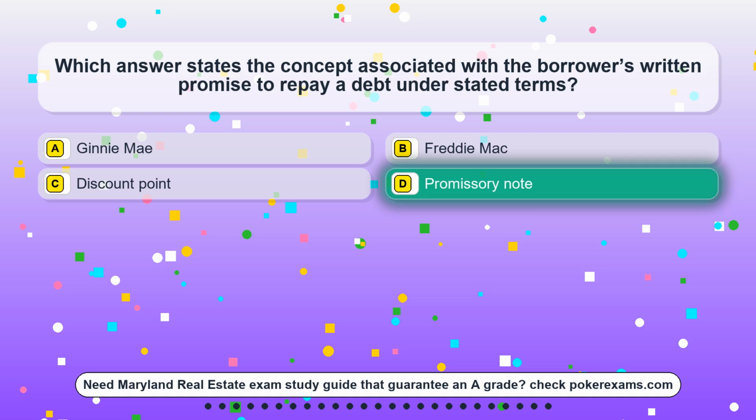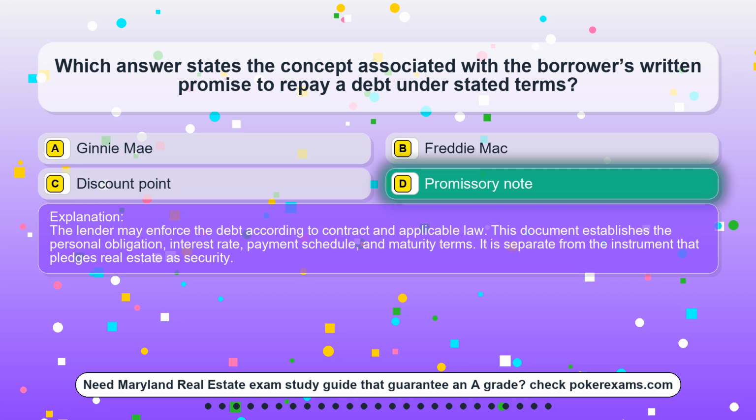The correct answer is option D, promissory note. The lender may enforce the debt according to contract and applicable law. This document establishes the personal obligation, interest rate, payment schedule, and maturity terms. It is separate from the instrument that pledges real estate as security.